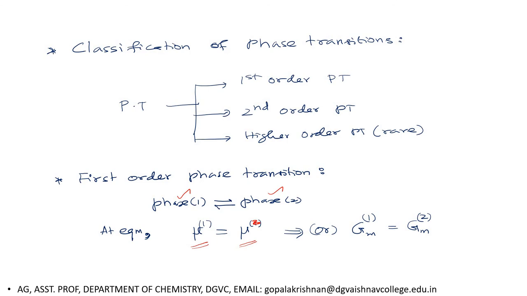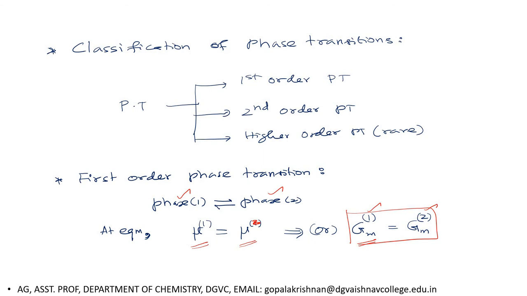What is chemical potential? In the case of a pure substance, chemical potential is nothing but molar Gibbs free energy. So molar Gibbs free energy of the substance in phase 1 should be equal to molar Gibbs free energy of the substance in phase 2. If these two are equal, then we can say that the two phases are in equilibrium.